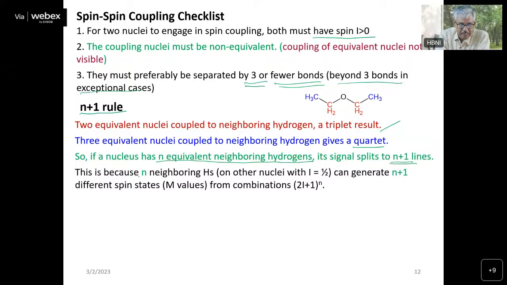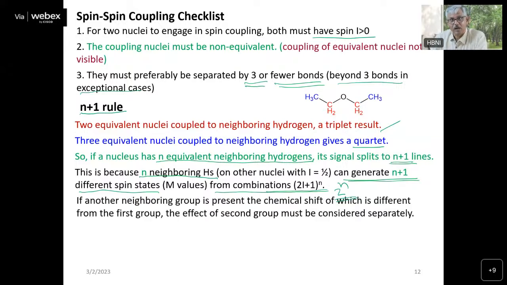This is because n neighboring hydrogens can generate N+1 different spin states. If you remember, I explained that when there are 3 protons, we generate 4 different possible M values: one with all 3 alpha, one with all 3 beta, and 2 more different types of combinations. So you can generate N+1 different spin states from the combinations, and from 2I+1 to the power n, that is 2 to the power n, the number of possible spin states.